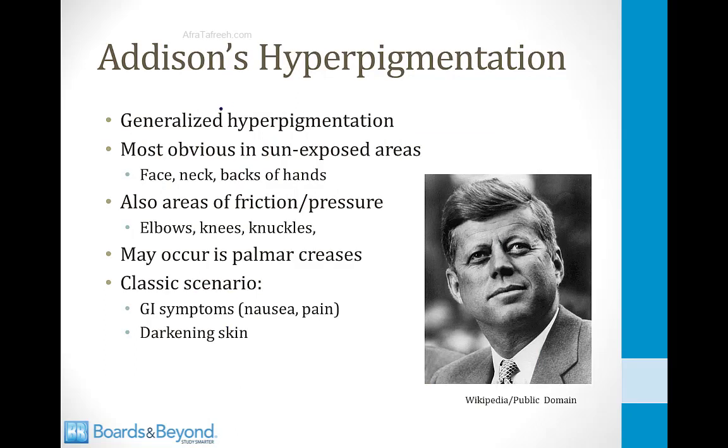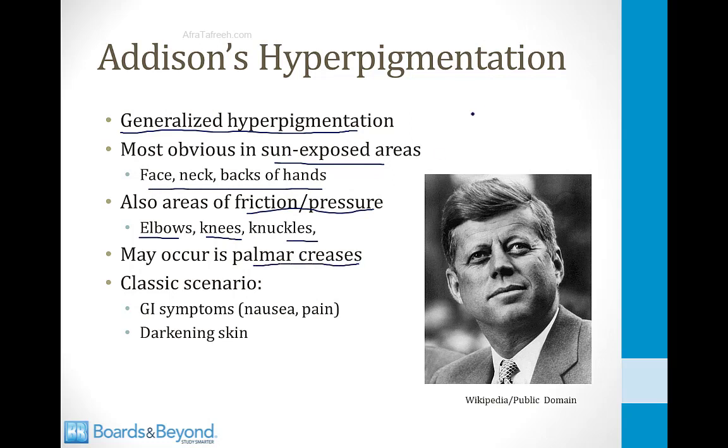So Addison's hyperpigmentation is usually a generalized hyperpigmentation. These patients can look like they always have a suntan. It's most obvious in the sun-exposed areas like the face, neck, and the back of the hands. It's also classic for it to occur in areas of friction or pressure like the elbows, the knees, and the knuckles. Sometimes you can also see it in the palmar creases of the hands.